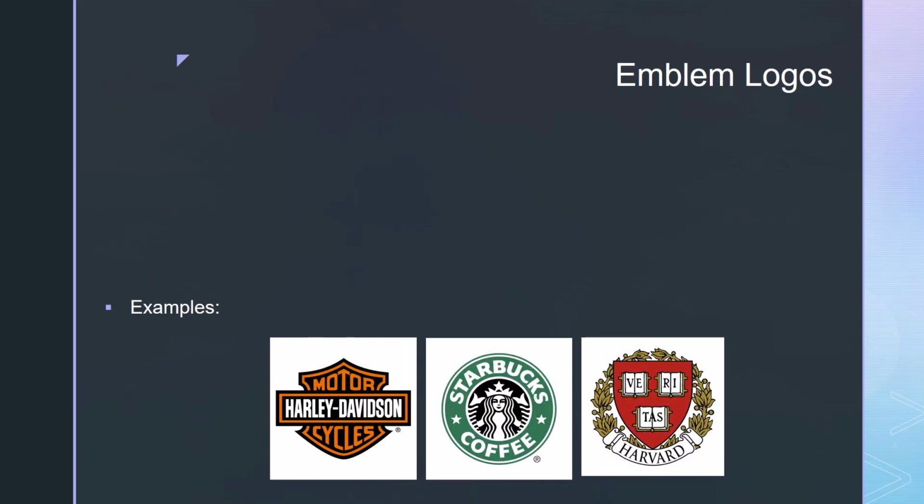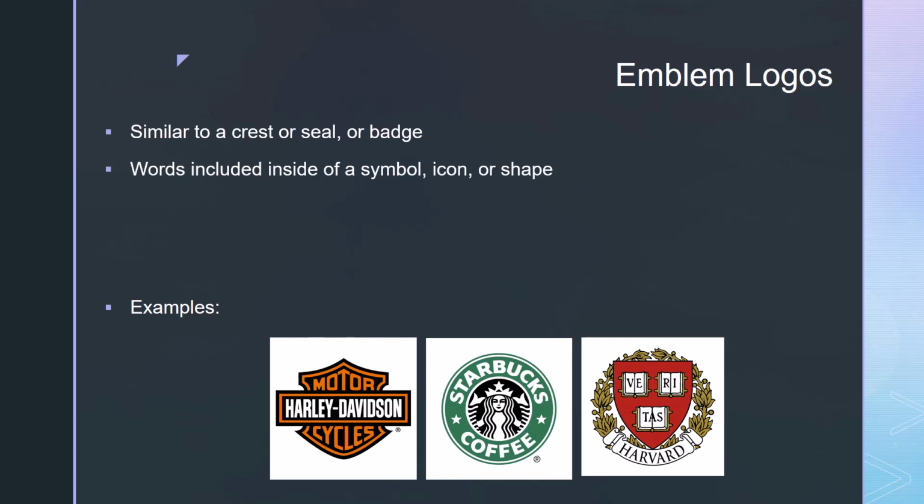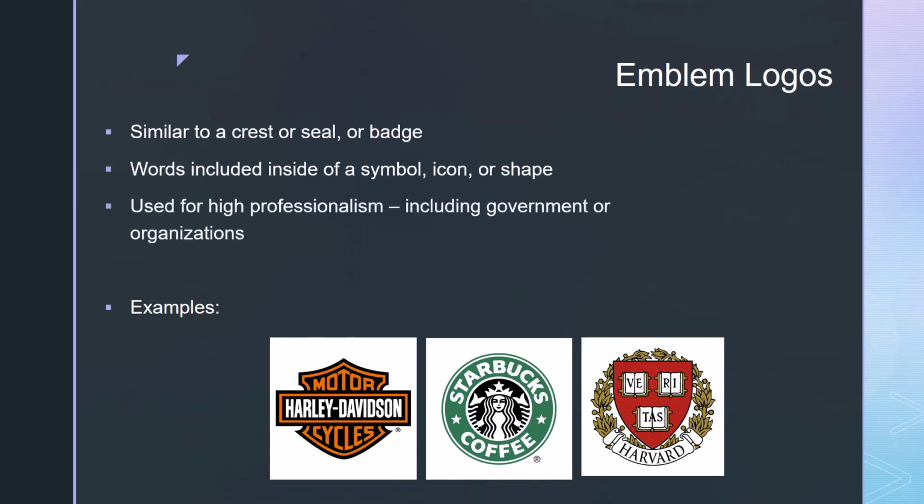The last type of logo that you can look at is the emblem logo. So these are pretty fancy and are similar to crests or seals or badges. The words are usually included inside of a symbol, an icon, or a shape. These are used when you want to portray a high level of professionalism. So a lot of governments use these type of logos, or professional organizations use these type of logos. It's where you want to really stand out and be like, hey, I'm here.